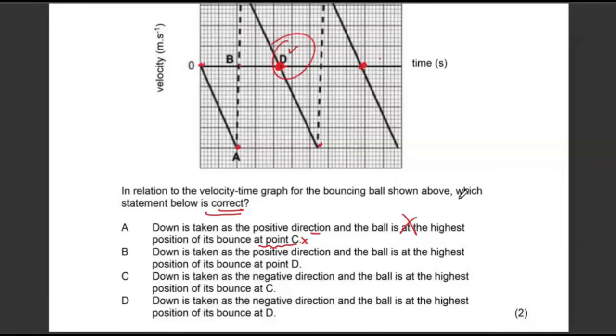Then option B, down is taken to be positive. This is also wrong, and the ball is at the highest point at D. So the last part is correct, but the first part is wrong. Then C, down is taken as negative, which is correct, and the ball is at its highest at C, which is wrong. This last part is wrong. And then down is negative, the highest point is D. So D is the best option.